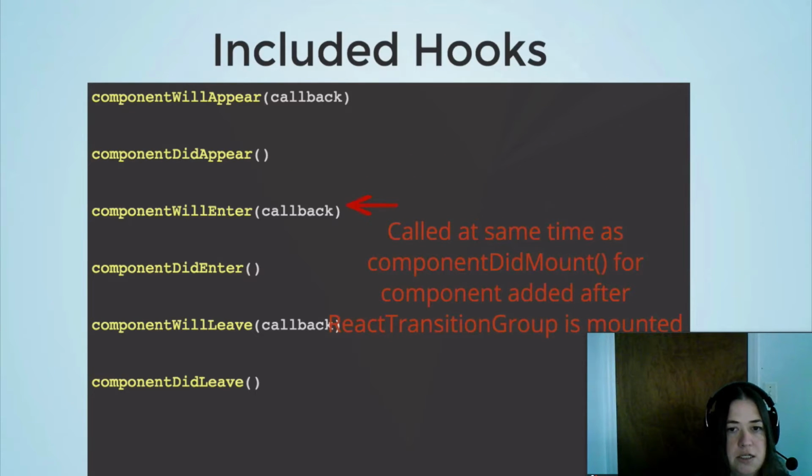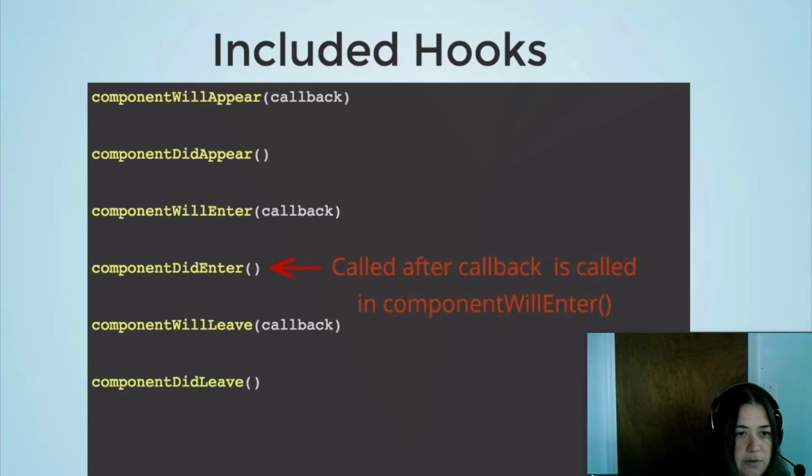After the transition group is already mounted, if we add a component inside of it, then we get the component will enter, which also has a required callback. So this is a child of the transition group. After that callback is called, we get the component did enter hook.